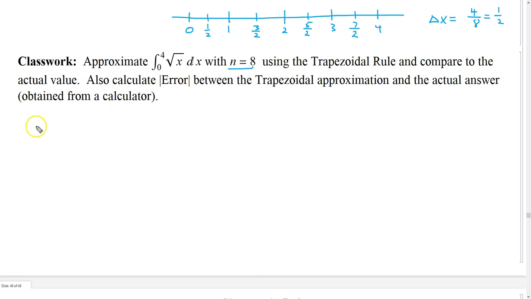So then, by the trapezoidal rule, our definite integral will be approximately delta x over 2, so 1/2 over 2. So that's just 1/4. In fact, let's just write that as 1/4. And now we have to do our pattern in here. So it's going to be 1 times f of 0. Now remember, we're using the square root, so that's our f of x now, the square root of x.